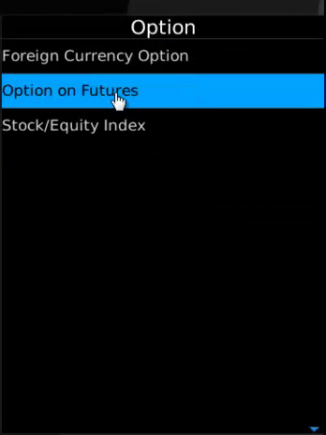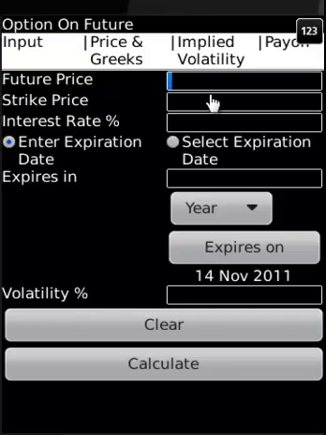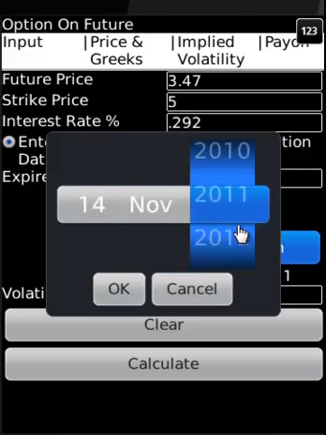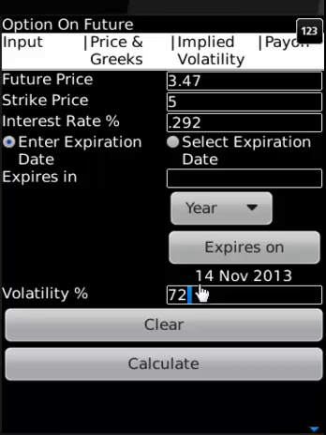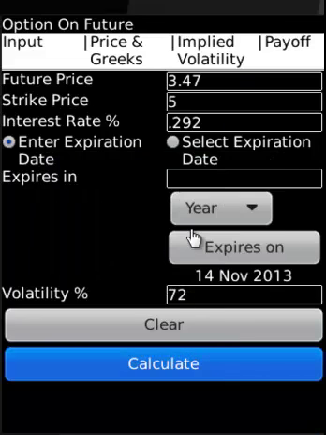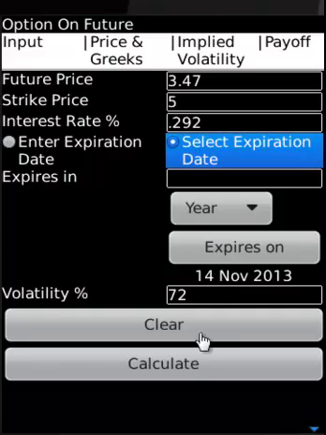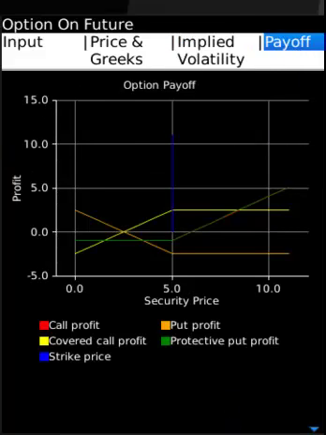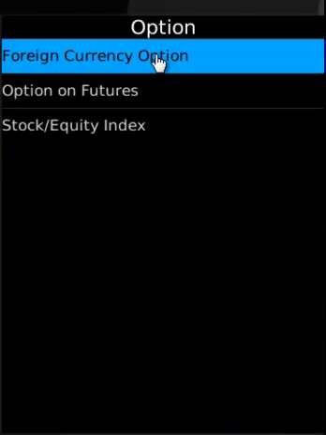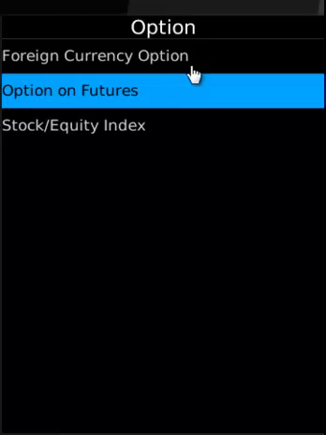And let us take a look at the option on future. In this case we have the future price and the strike price, the interest rate for the matching duration, and we pick up the date, and now volatility is this. So calculate, maturity required. Sorry, we should have done that. Okay, now you see the prices and implied volatility and payoff charts. So with this we covered option BlackBerry application, foreign currency option, option on future, and stock or equity index.